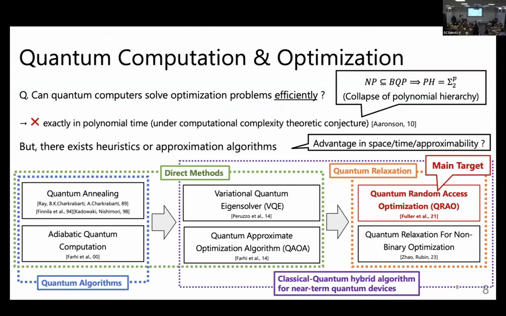So what do I mean by quantum optimization, right? Of course, our hope is to use quantum computers to solve optimization problems efficiently. And usually, this is an NP-hard problem, and computer science has some answer to that: probably we cannot solve it in polynomial time, because if we could solve NP-hard problems with BQP, which is the class of problems solvable with quantum computers, then the polynomial hierarchy would collapse. And this is something that's unlikely to happen, right?